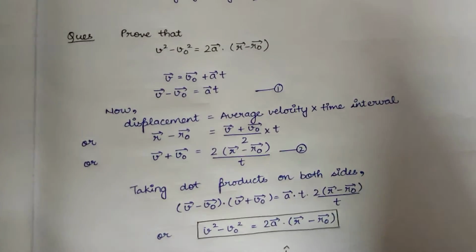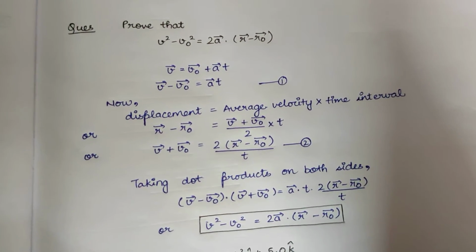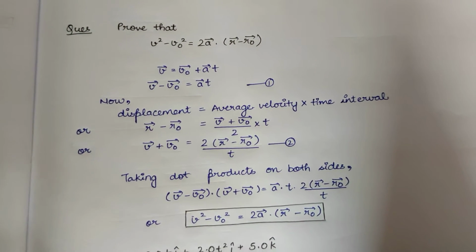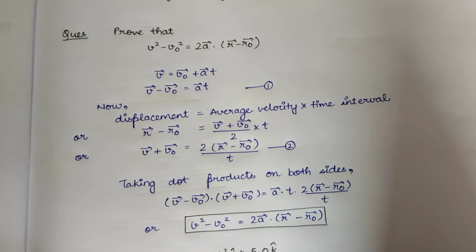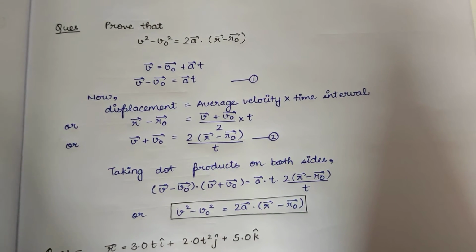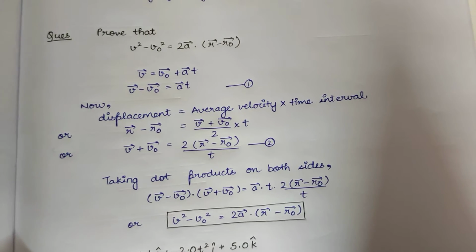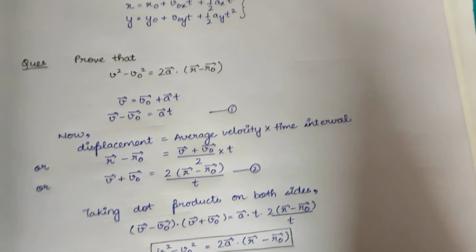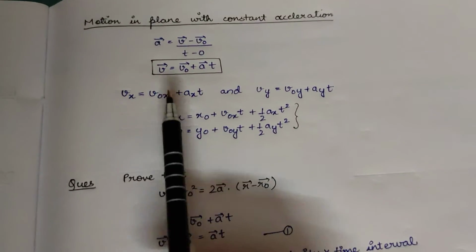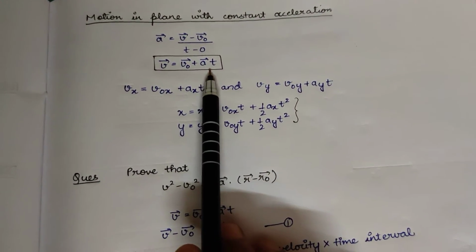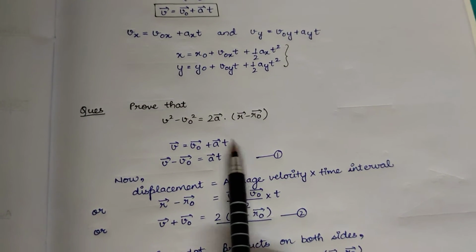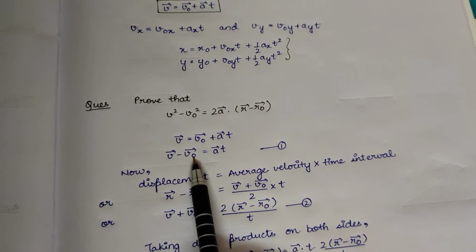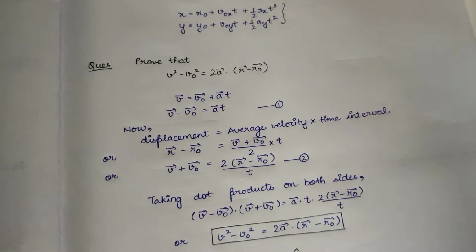Now suppose we have to prove this: v square minus v naught square is equal to 2 vector a dot vector r minus vector r naught, where v is the velocity at time t, v naught is the velocity at time t equals 0, a is the acceleration, vector r is the position vector at time t, and vector r naught is the position vector at time t equals 0. Now we have proved that vector v is equal to vector v naught plus vector a into t. So we can write it here. Now we have to find vector v minus vector v naught. It comes out to be vector a into t.